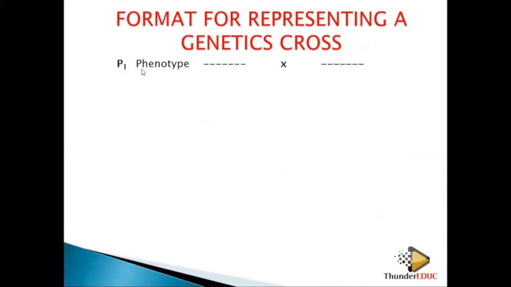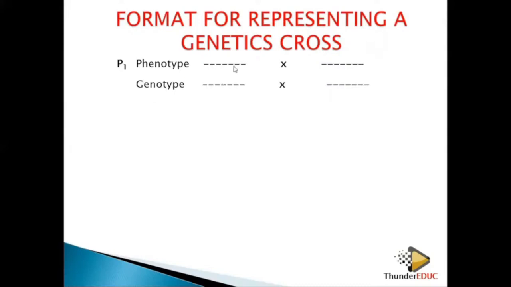P1, which means parent one, phenotype. Phenotype is the physical expression of an organism. We get this from the question. A man who is dark-skinned marries a lady who is light-skinned. Dark-skinned man, light-skinned lady. That's the phenotype. So you go ready.